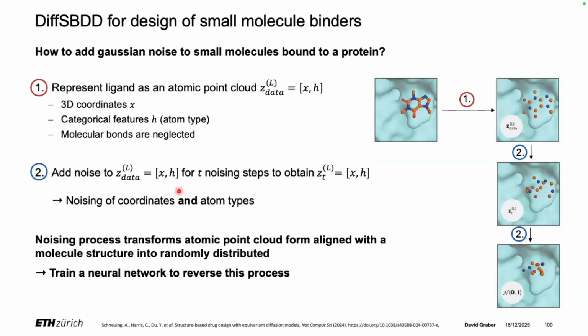And then you add noise to obtain this noised structure. So you basically noise the coordinates and the atom types at the same time. And this kind of transforms this atomic point cloud here from aligned with a molecular structure to just randomly distributed. And then they train the neural network to rediscover this structure.